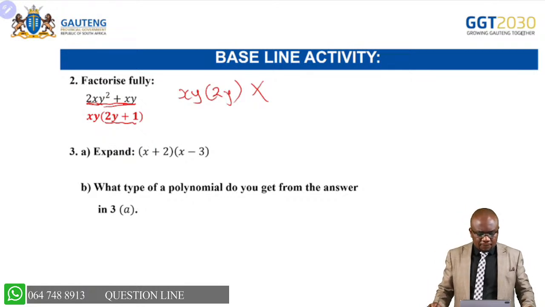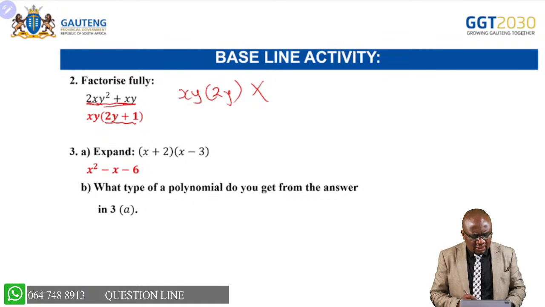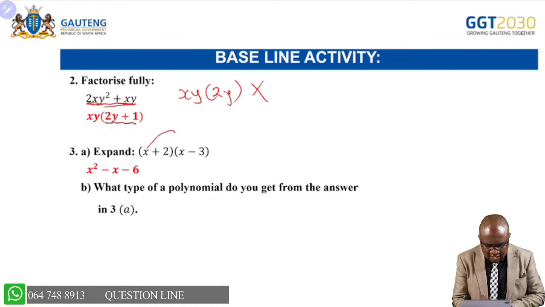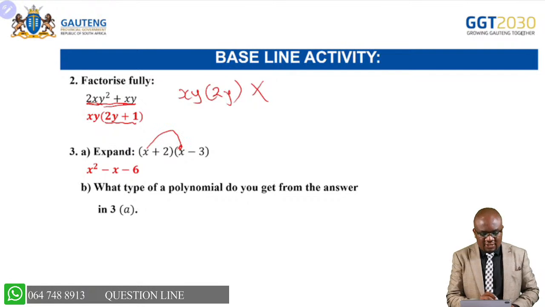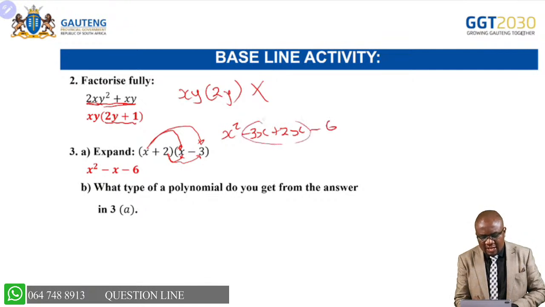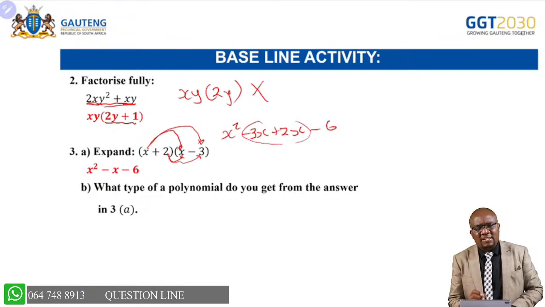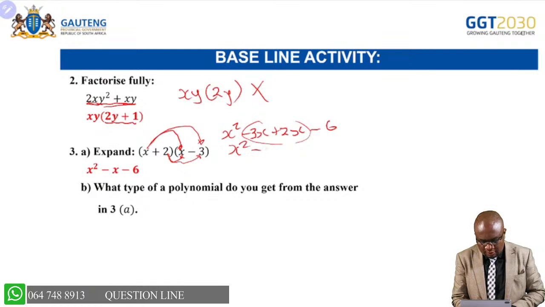And what do we get? Okay, you must get this. How did we get that? We are distributing this x in the second bracket. So x times x is x squared. x times negative 3 is negative 3x. 2 times x is positive 2x. And then 2 times negative 3 is negative 6. And then these are like terms. We can simplify them. What is negative 3x plus 2x? It is negative x. So it becomes x squared minus x minus 6. You see how we got that?